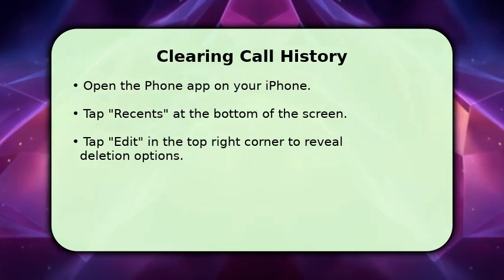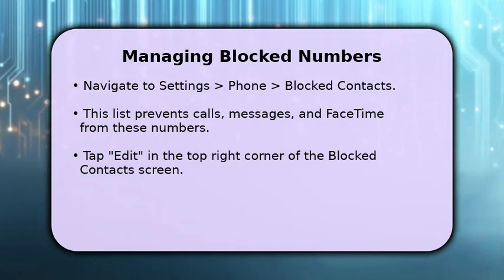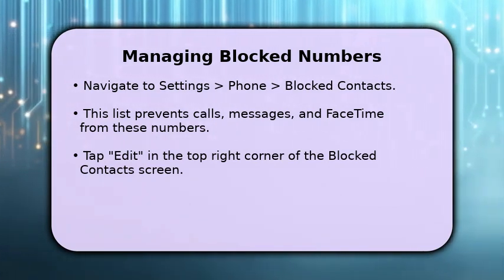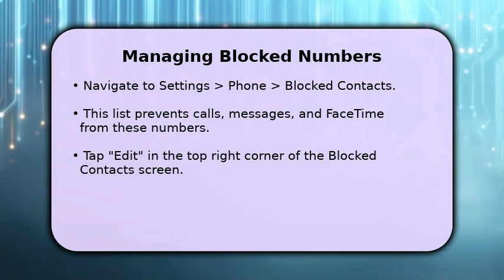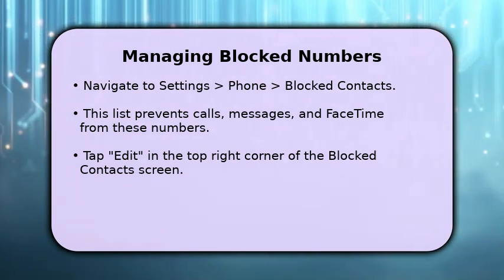remove everything. Finally, let's look at managing blocked numbers. Go to your iPhone settings, then scroll down and tap Phone. From there, select Blocked Contacts. You'll see a list of all numbers you've blocked.